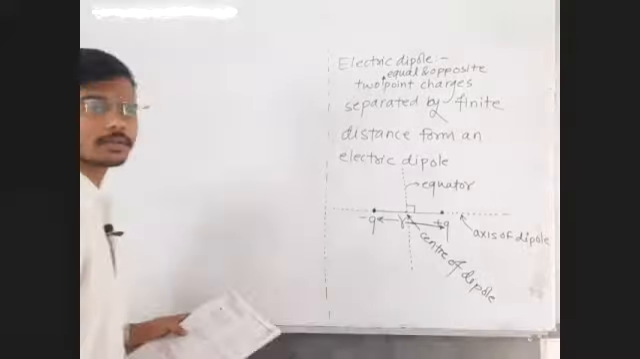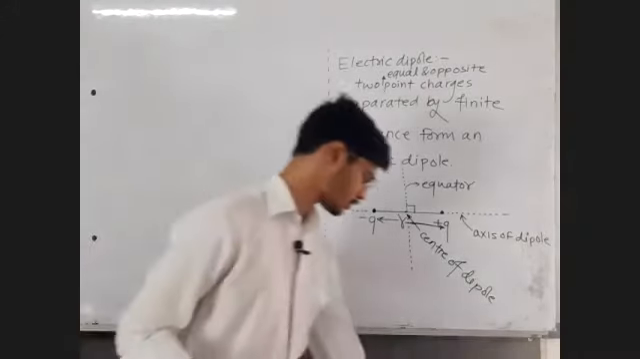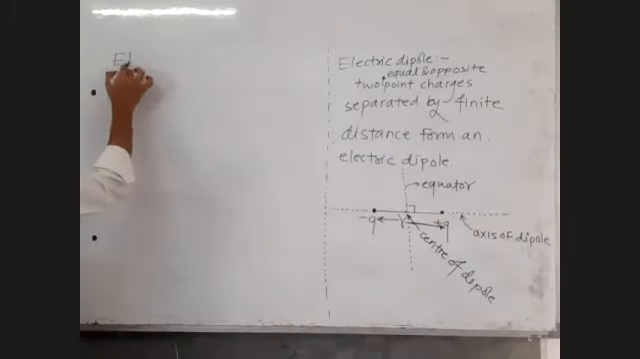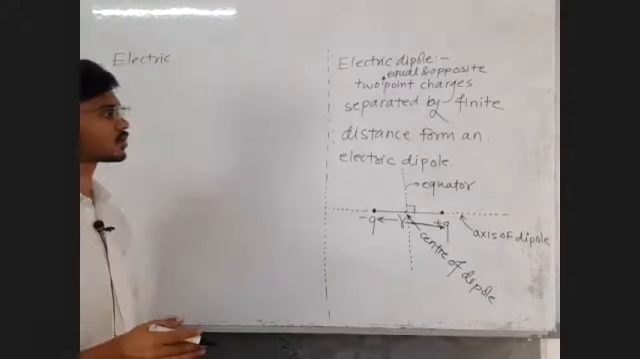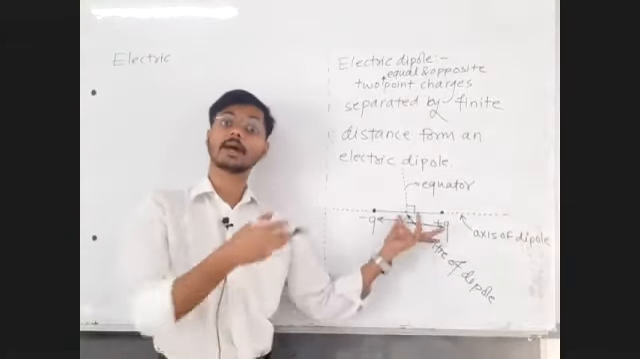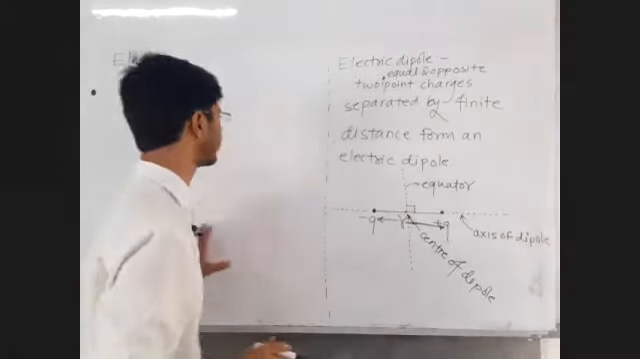Now the next point that we are going to define is a new physical quantity. It's a vector quantity. Write down: electric dipole moment, or simply dipole moment. When you say dipole moment, it's basically electric dipole moment. Of course, there is a concept of magnetic poles, magnetic dipoles, and magnetic dipole moment. But when not specified, it is definitely the electric dipole moment.